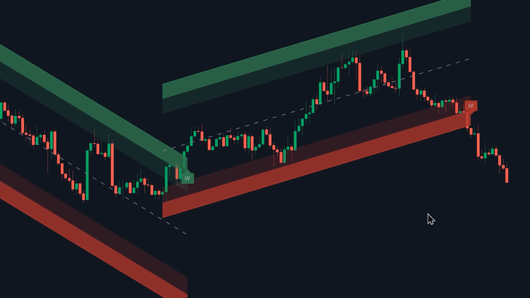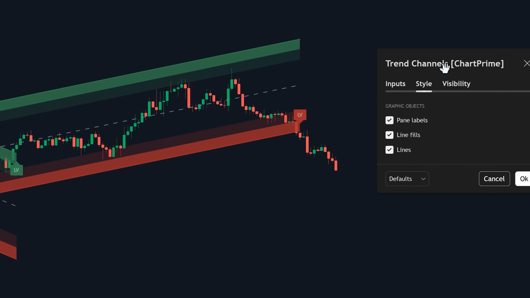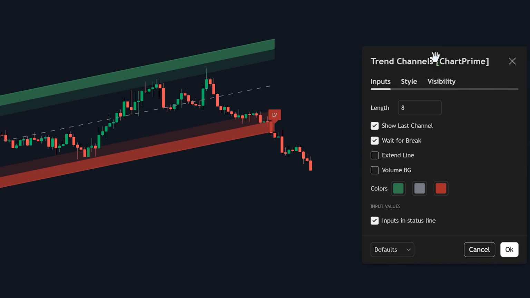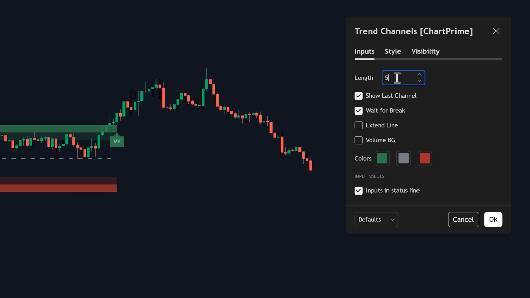Next, let's dive into the settings, because you can tweak this indicator to your liking. When you open up the settings panel, likely labeled Trend Channels ChartPrime, you'll first see the Inputs tab. Right at the top, there's Length, which is set to 8 by default. This basically adjusts the look-back period for constructing the channels. A higher number might give you longer-term channels, while a lower number could show more short-term ones.